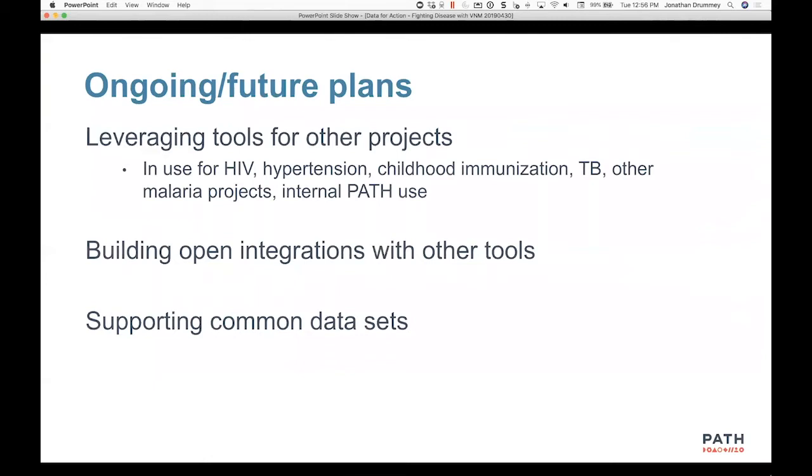For the future, we are already leveraging this tool set for other projects. So HIV, tuberculosis, hypertension, childhood immunization, other malaria projects. So this stack is not disease specific, it's open to other things. Building out integrations with other tools. For example, we've been working on an app for DHIS2 to embed Tableau into DHIS2 that we'll be releasing at some point. And then we're a public health organization working with assorted public health data. There's many others, and how can we support and share work with them?